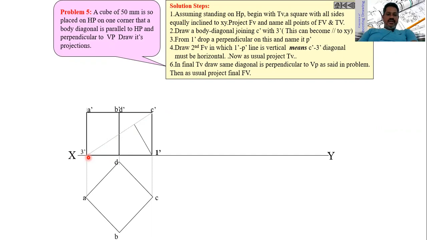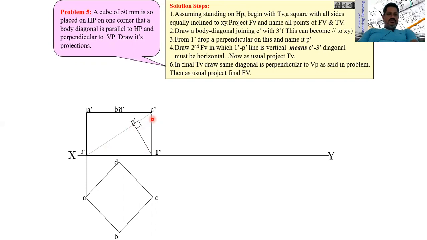Join the diagonal 3 dash and C dash like this, then drop a perpendicular to this diagonal, that is 3 dash C dash, to join 1 dash, and name that point as P dash. Now P dash 1 dash is perpendicular to 3 dash C dash. 3 dash C dash will be the diagonal and P dash 1 dash will be the perpendicular to this diagonal.